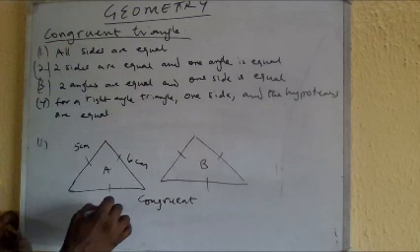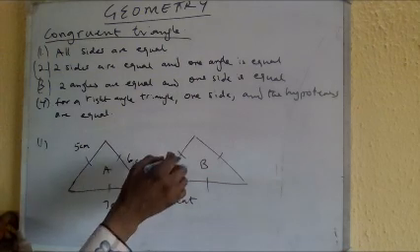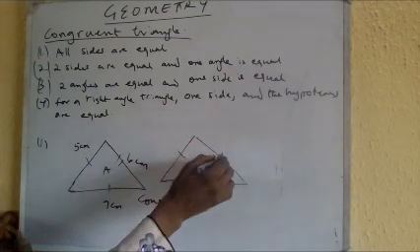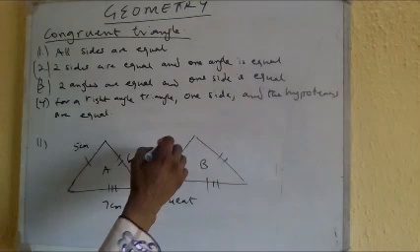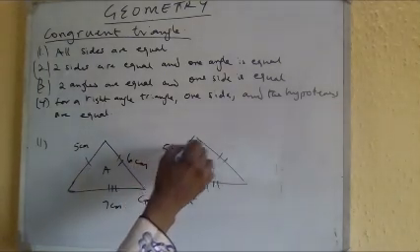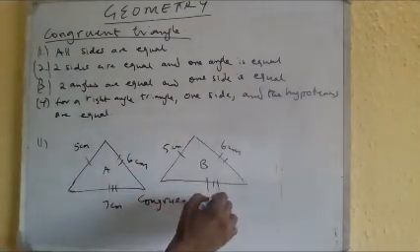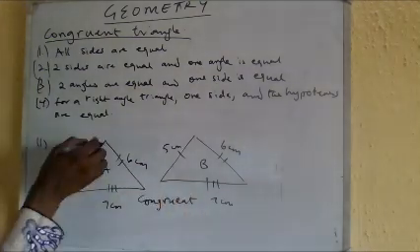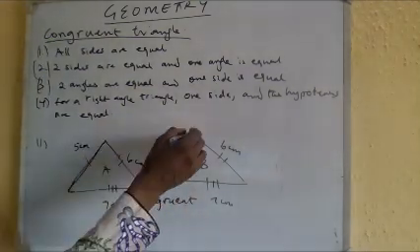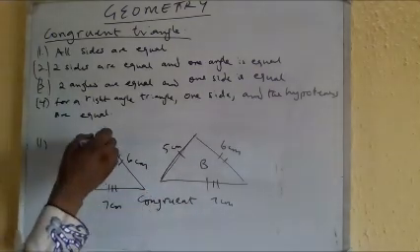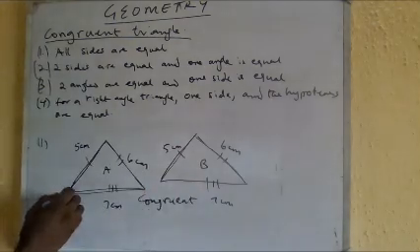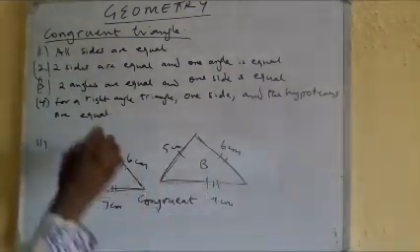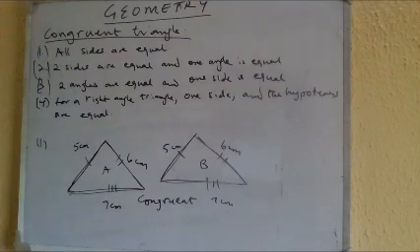So if I have 5 cm here, 6 cm here, 7 cm here, you see that this side of triangle A is equal to this side of triangle B, this side of triangle A is equal to this side of triangle B, and this side of triangle A is equal to this side of triangle B. So this first condition satisfies congruency. These two triangles are congruent.